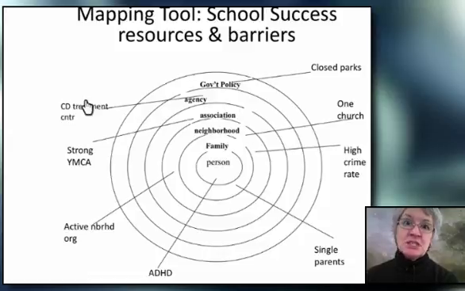There's a CD treatment center pretty close. That may or may not be helpful. It could be a strong resource for the family, but it could be a negative one. And a government policy that might influence this is that they close the park. And so suddenly a resource that was supportive of this individual person in the family no longer is available. So the whole purpose of this mapping tool is to give you a geographic and interrelationship capacity to be able to log in what you know about what's going on in the neighborhood.